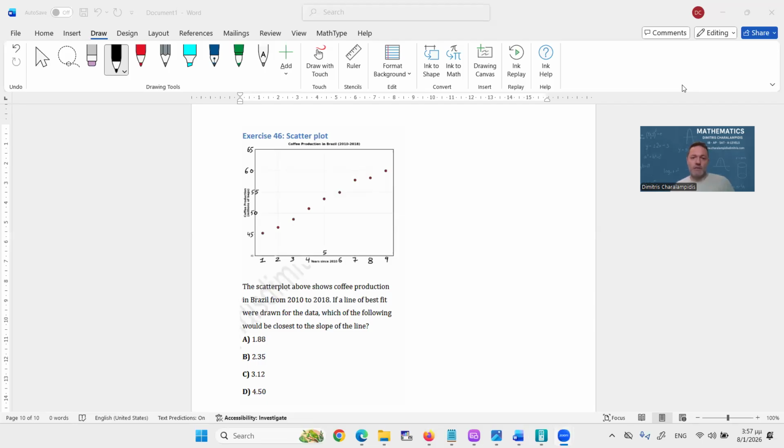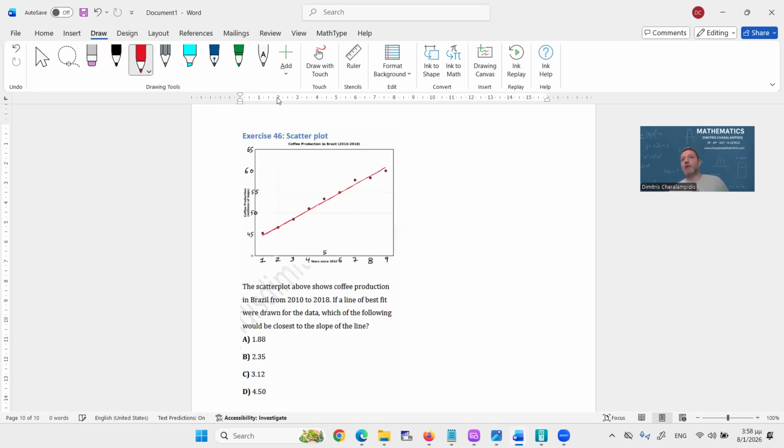Exercise 46. It's yet again another exercise with a scatter plot. The scatter plot above shows coffee production in Brazil from 2010 to 2018. If a line of best fit were drawn for the data, which of the following would be closest to the slope of that line? So let's imagine a line of best fit passing through this. It would have been that.